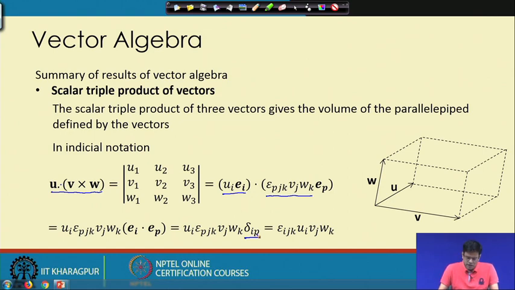I can conveniently change the symbol, because delta_ip is 1 when i equals p. So, I can simply substitute here epsilon_ijk v_j w_k. Here I am assuming p equals i, so only then this expression will be valid. Otherwise, when i and p are different, delta_ip will be 0, so this quantity will be 0. It will be non-zero only when i equals p, so I can conveniently substitute p equals i. This leads to a compact notation, and we have seen this also in the last class.